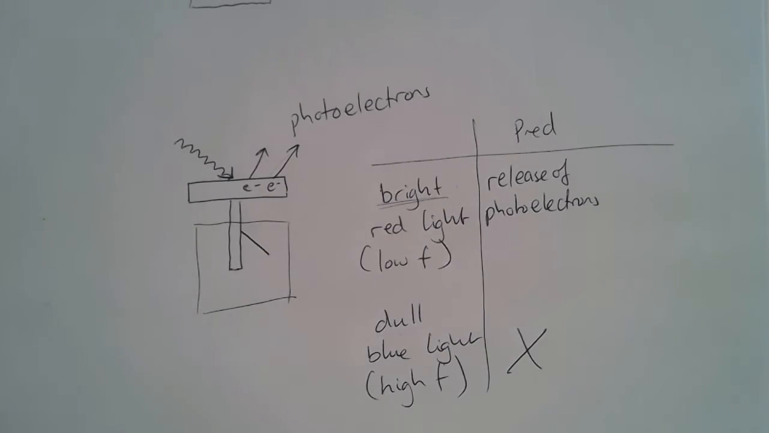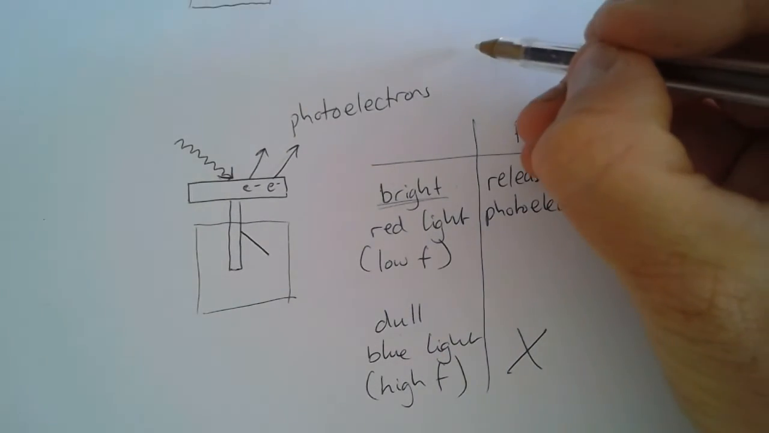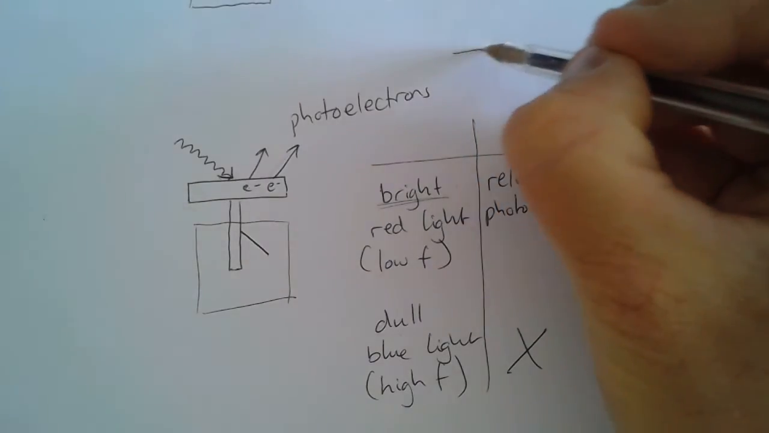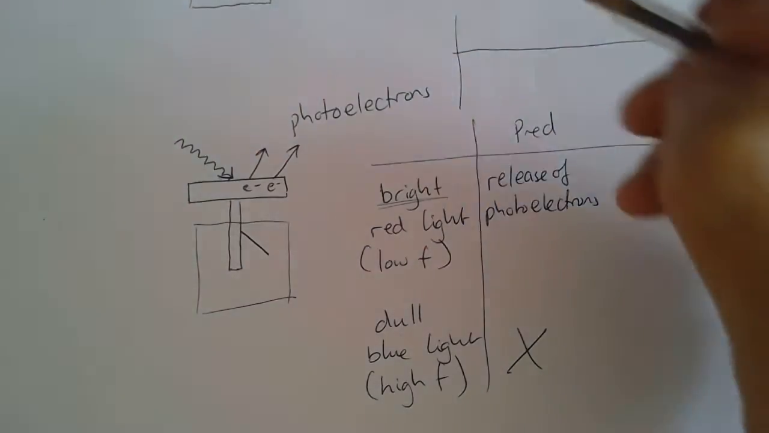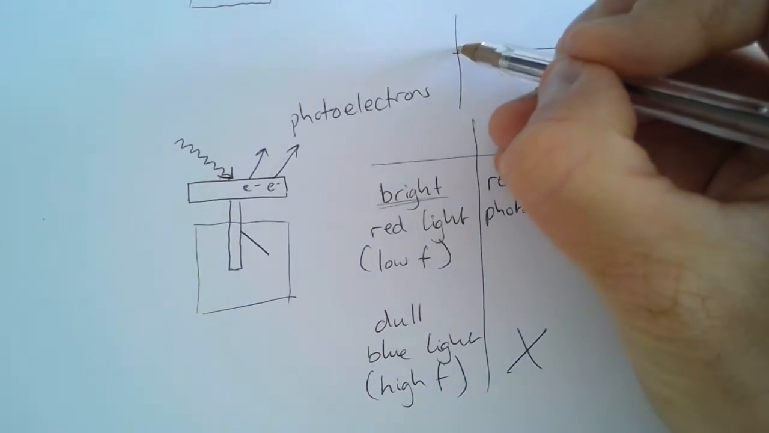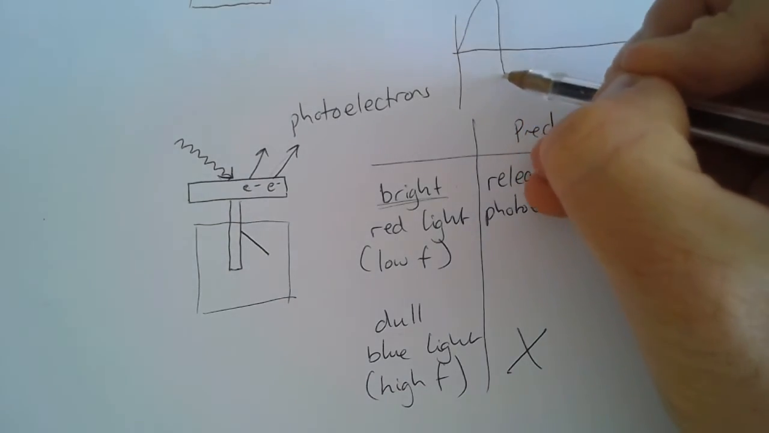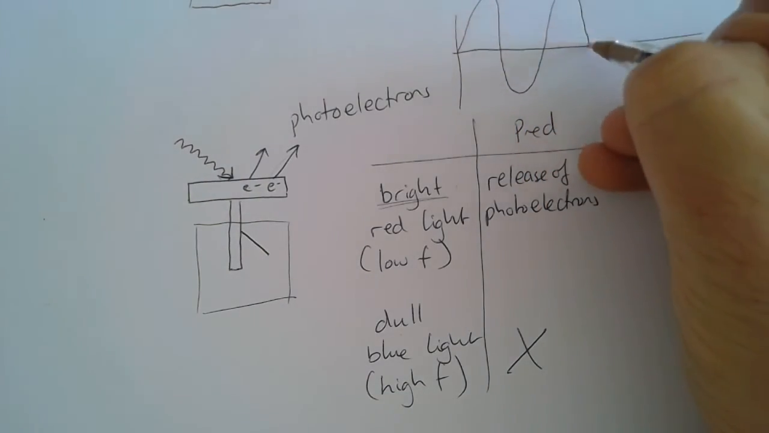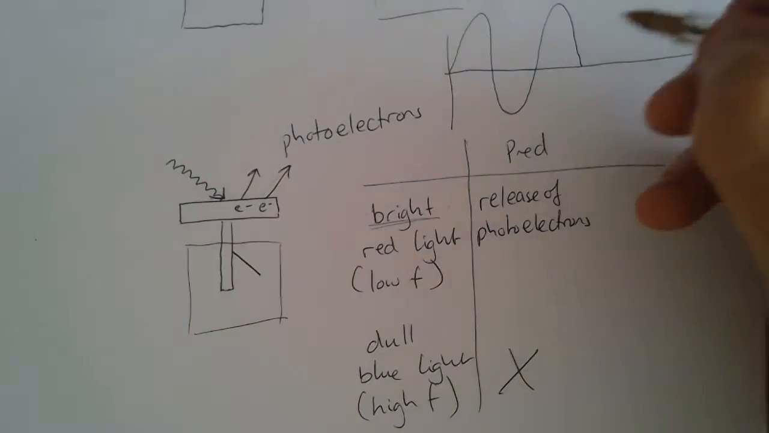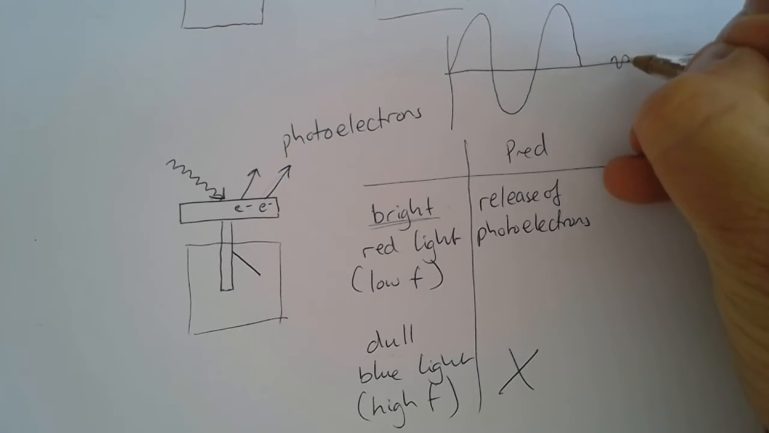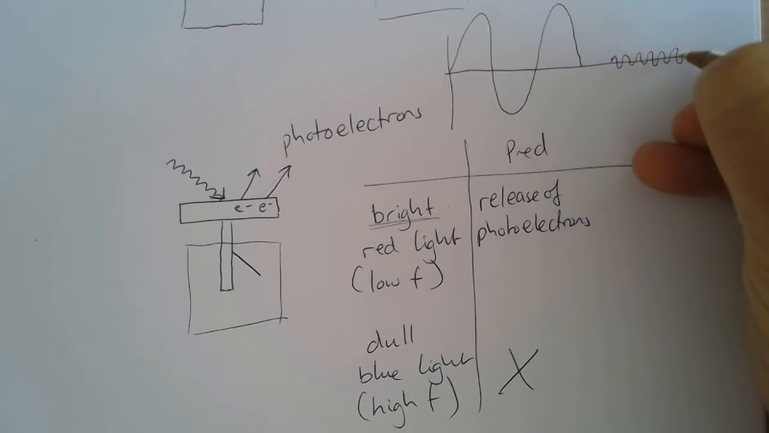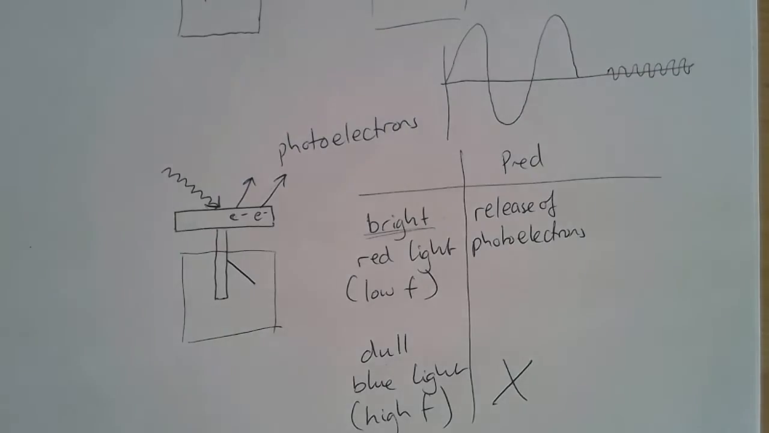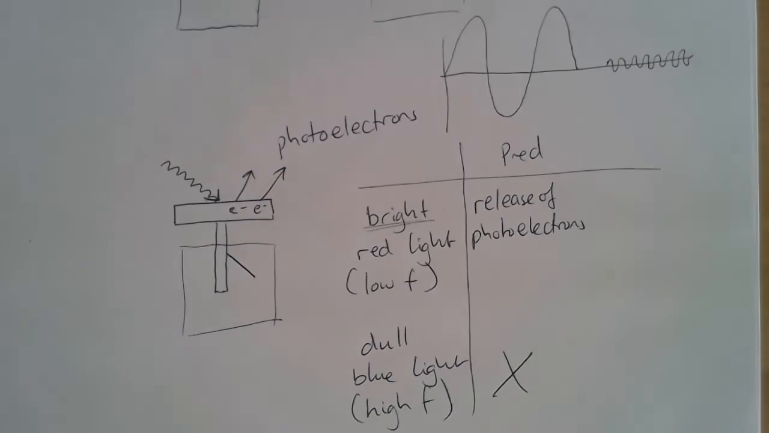So if we think about our two waves here, red light with a high amplitude, we would be thinking about having obviously a longer wavelength but a lower frequency. So that would represent the red light, and for the blue light we would think about a shorter wavelength, but a significantly smaller amplitude because it's dull, and therefore by predictions it wouldn't have as much energy.